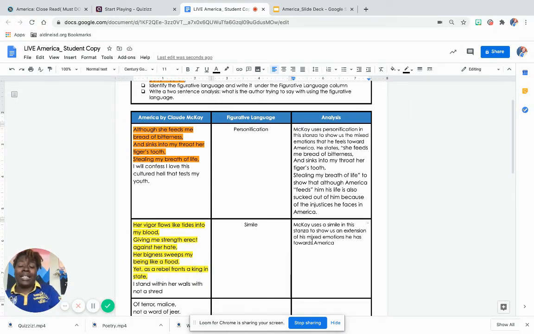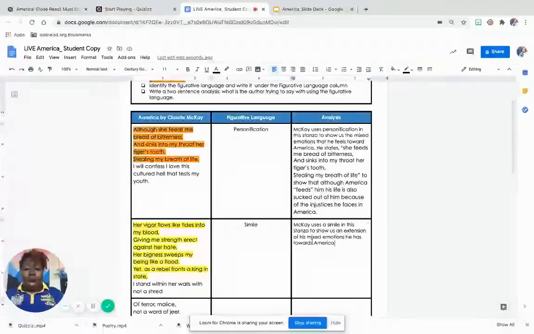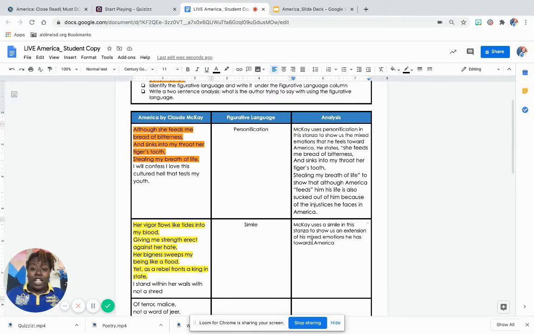He's using the simile this time to show us that, even though it's "her vigor flows like tides into my blood," like tides into my blood, "giving me strength erect against her hate." So the vigor that America gives him is giving him strength, but he's still hateful towards it. So it's mixed emotions. He knows how to feel, but he doesn't know how to feel.